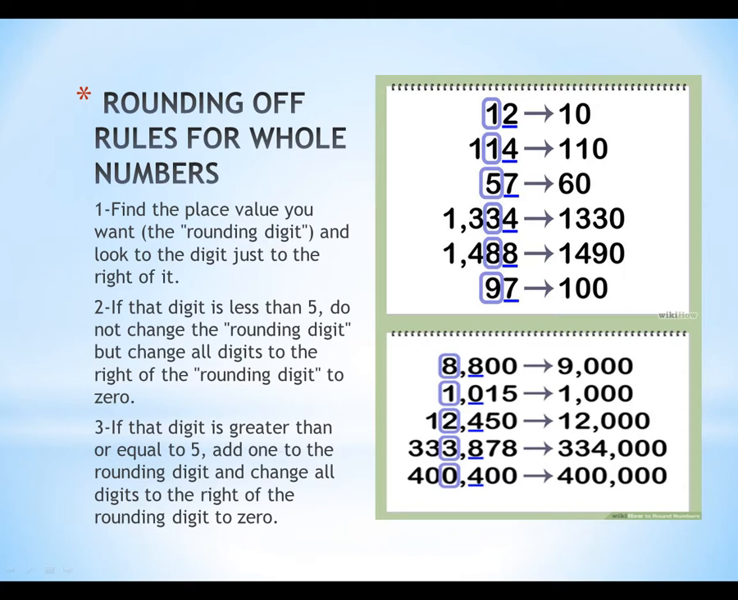And here the next number is 7, which is greater than 5, so it will increase, and the 9 will become 10, and this will become 0, so its answer should be 100.